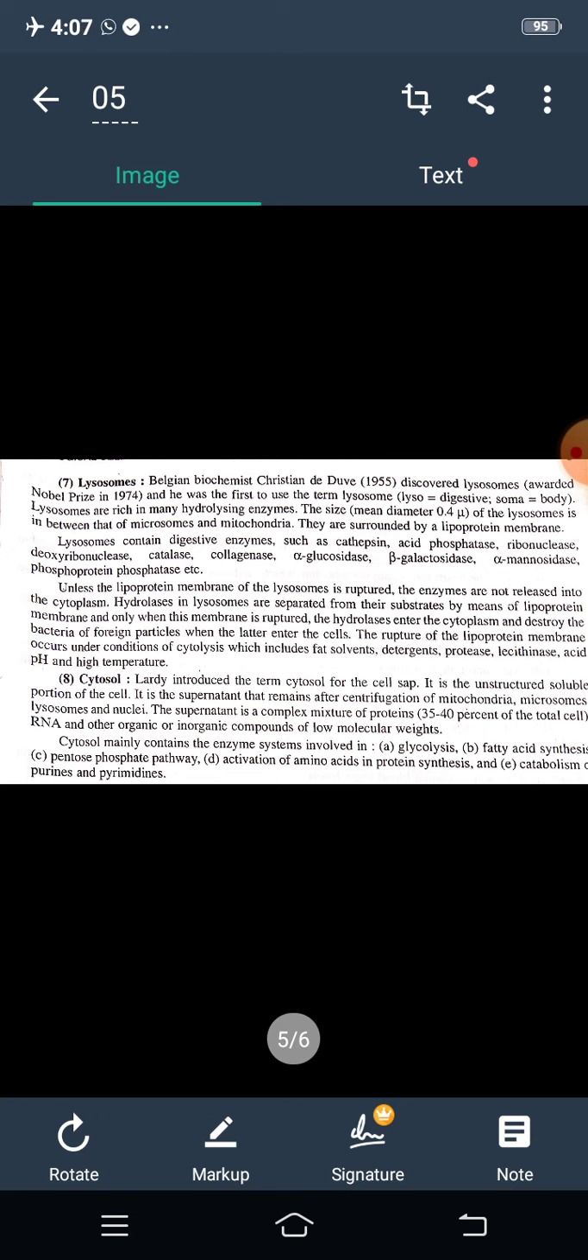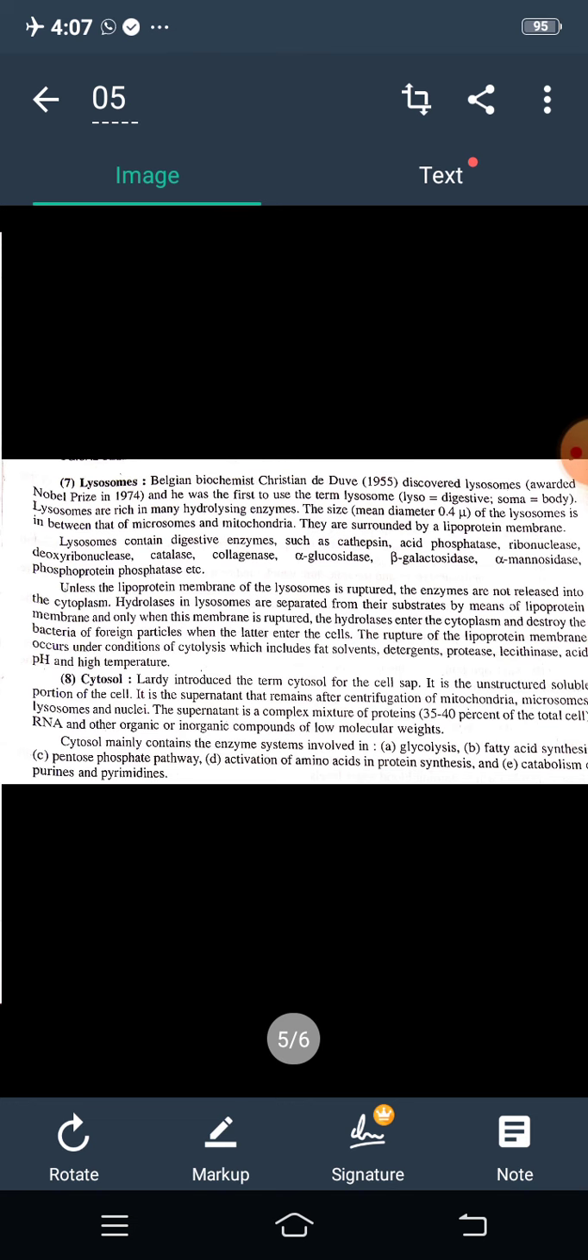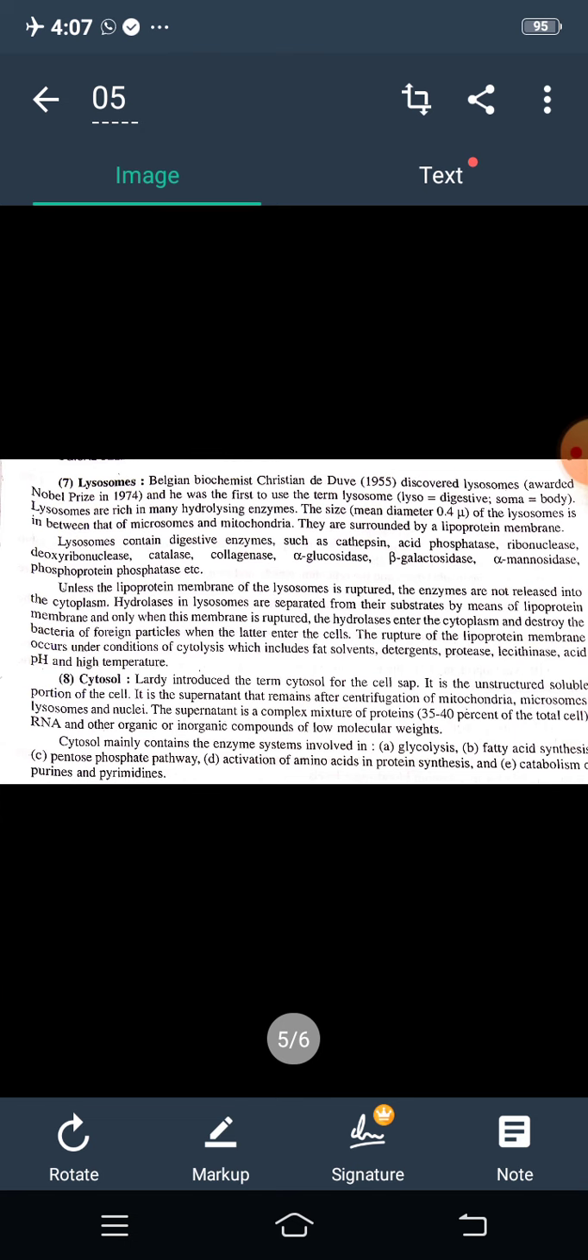So Nardi introduced the term cytosol or cell sap. It is the unstructured soluble protein of the cell. It is the supernatant that remains after centrifugation of mitochondria, microsomes, lysosomes, and nuclei. So, cytosol mainly contains the enzyme systems involved in glycolysis, fatty acid synthesis, pentose phosphate pathway, activation of amino acids in protein synthesis, and catabolism of purines and pyrimidines.